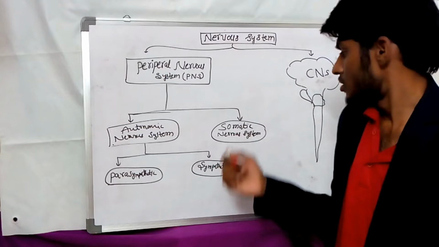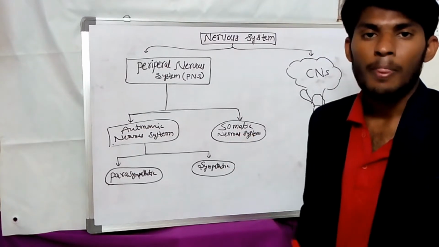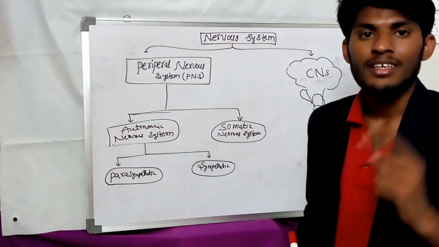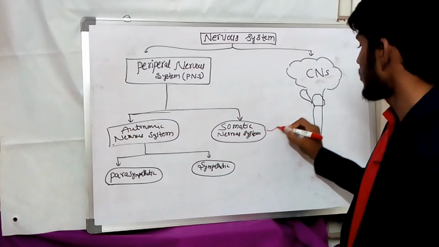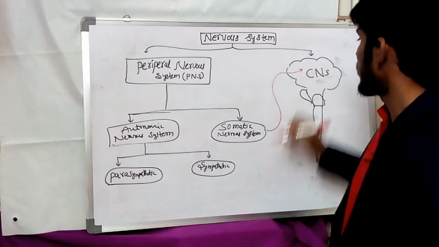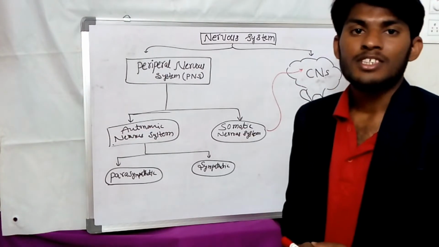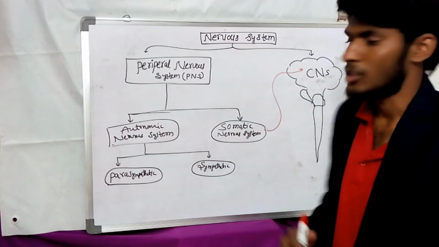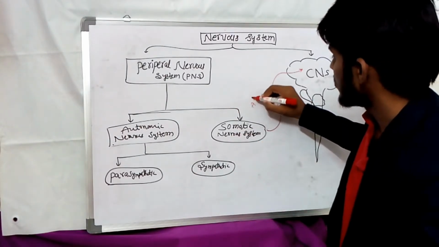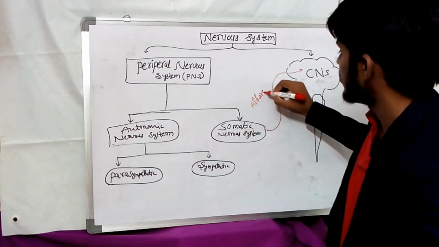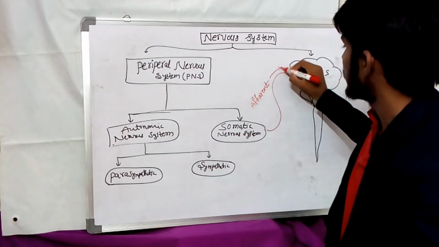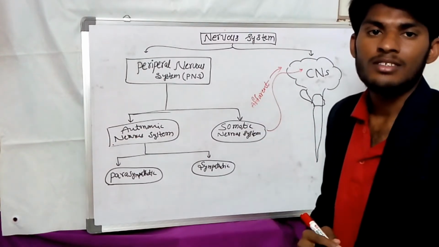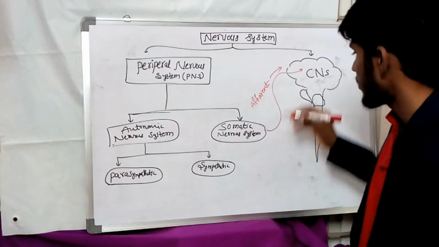And remember, the somatic nervous system gives information from organs to the brain with the help of only a single nerve. If the information is passed from organs to the brain, we can consider it as the afferent nervous system. If the information is passing from the brain to the organs, we can consider it as the efferent nervous system.